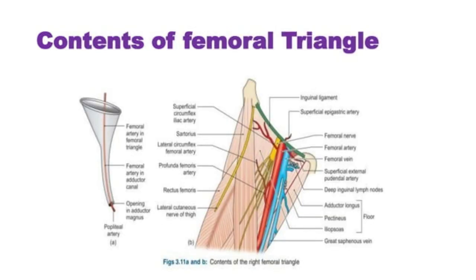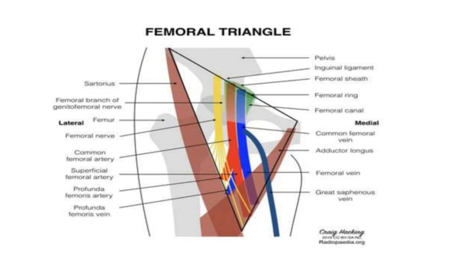So here you can see the contents of the femoral triangle. From medial to lateral side, there is femoral vein, femoral artery, then femoral nerve. Femoral artery giving off its 6 branches, 3 deep and 3 superficial branches. Femoral nerve also giving its branches. This is the femoral triangle. You can see here the medial border of sartorius and medial border of adductor longus, and base is formed by the inguinal ligament, and the contents of femoral triangle are seen.